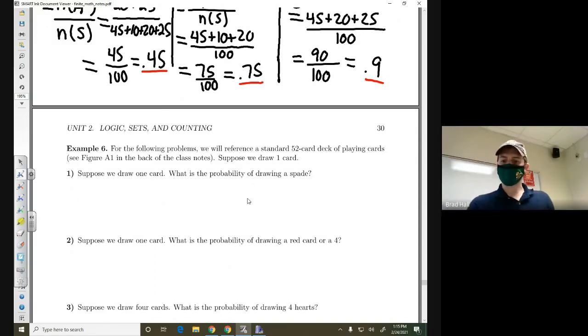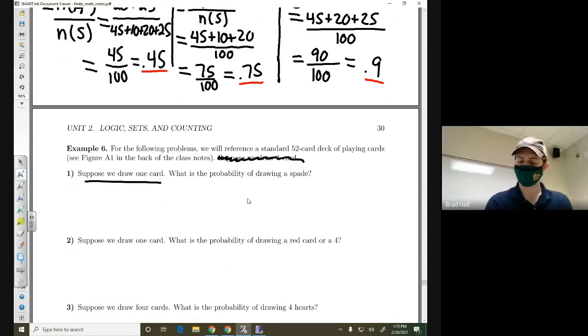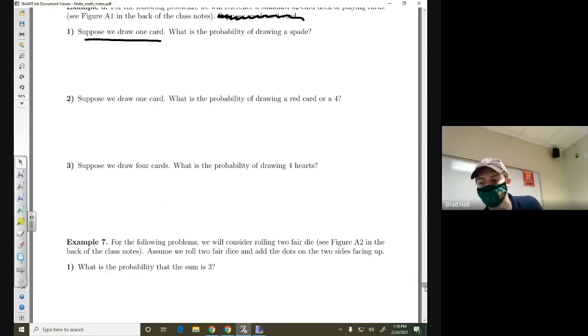So the premise is there's a 52 card deck of playing cards. Suppose we draw one card. Okay, so let's visualize that. We draw one card. Well, actually, that's kind of redundant because it just says it right there. Suppose we draw one card. What's the probability of drawing a spade? All right, so what's a spade? I thought we were talking about playing cards. A spade is one of those symbols on the playing cards. Yeah, there's 13 of them, exactly.